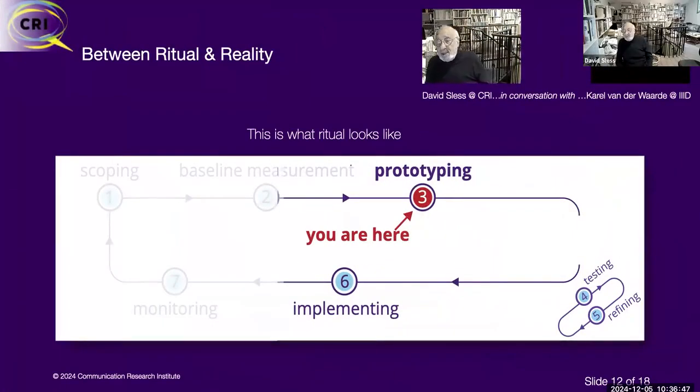There was a lot more to be said on prototyping. But as we've got this diagram, again, you need to look behind here. You'll notice how we have grayed out scoping, baseline measurement, and monitoring. And we've chucked the testing and refining over to the side there. The reason why we've done that is that I put it to you that this is what ritual looks like. Okay? And there are a lot of people out there who go from prototyping to implementing without doing any of these other things.